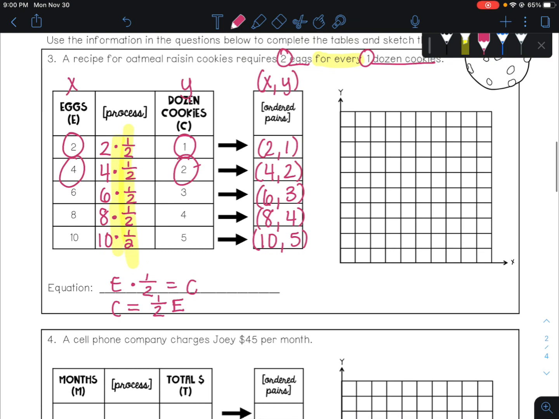Now our last step is to plot it. So remember, this is 0, 0 right here. So if I want 2, 1, I have to go over 2, up 1. 4, 2 would be over 4, up 2. 6, 3 would be over 6, up 3. Over 8, up 4. Over 10, up 5. So that is our plotted ratio table.